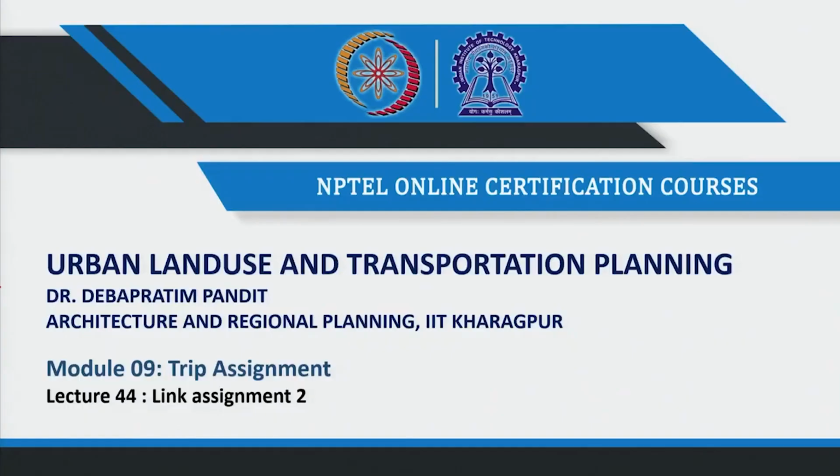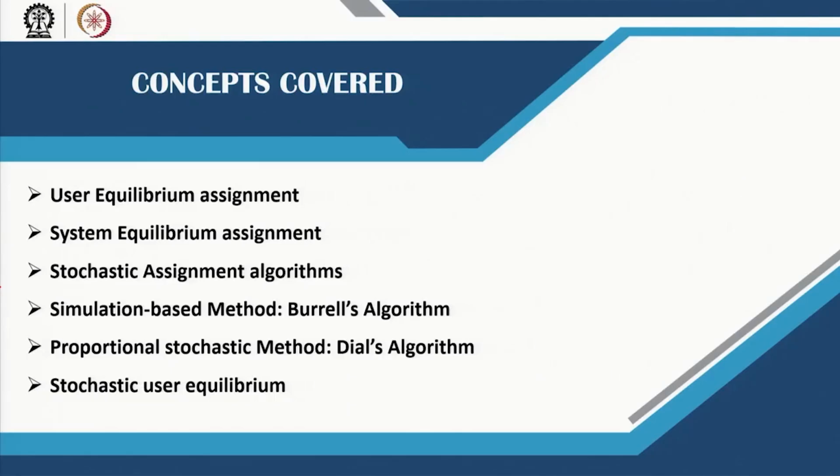Welcome back. In lecture 44, we will cover the second part of link assignment. The different concepts that we will cover in this particular lecture are on user equilibrium assignment, system equilibrium assignment, stochastic assignment algorithms such as using simulation methods like Burrell's algorithm, and proportional stochastic method using Dial's algorithm. And we will also look into what is stochastic user equilibrium.